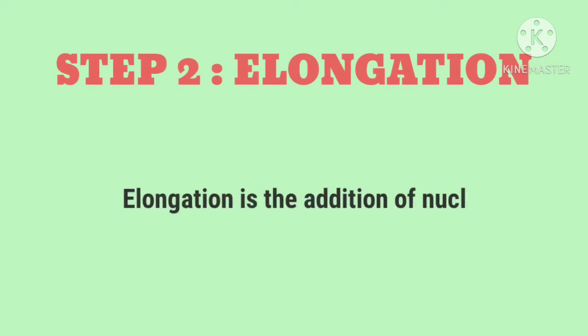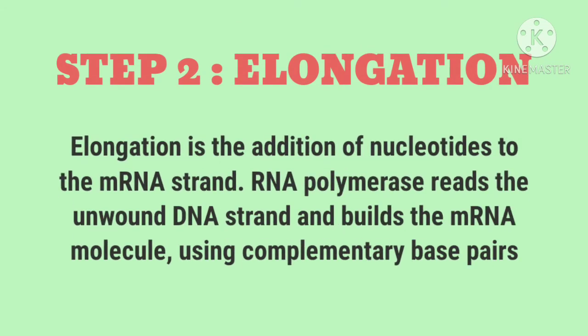Step 2. Elongation. Elongation is the addition of nucleotides to the messenger RNA strand. RNA polymerase reads the unwound DNA strand and builds the messenger RNA molecule using complementary bases. During the process, an adenine in the DNA binds to an uracil in the RNA.